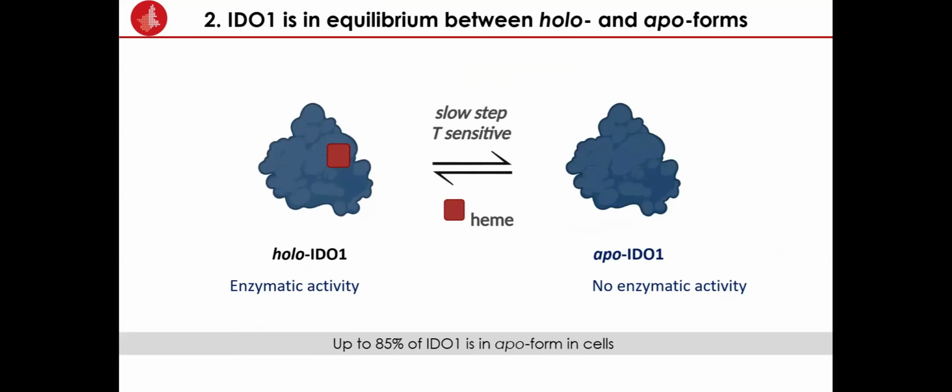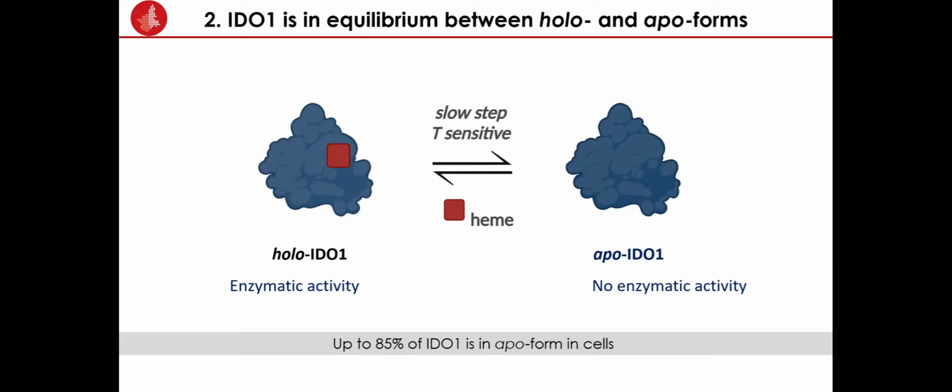The second feature of IDO1 is that if we consider a cellular environment, IDO1 is in a dynamic equilibrium between a holoform, which bears the heme group, and an apoform, which is devoid of the heme group. And while the holoform is catalytically competent, the apoform is not catalytically competent. And the step of heme release is a very slow step and is a temperature-sensitive step. This information will be useful throughout my presentation.